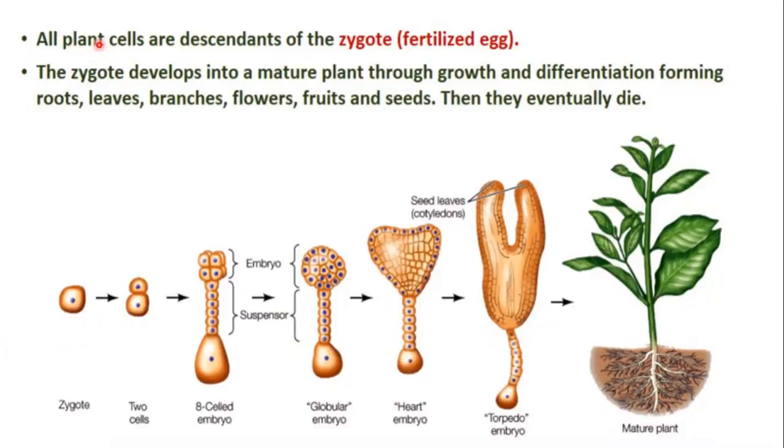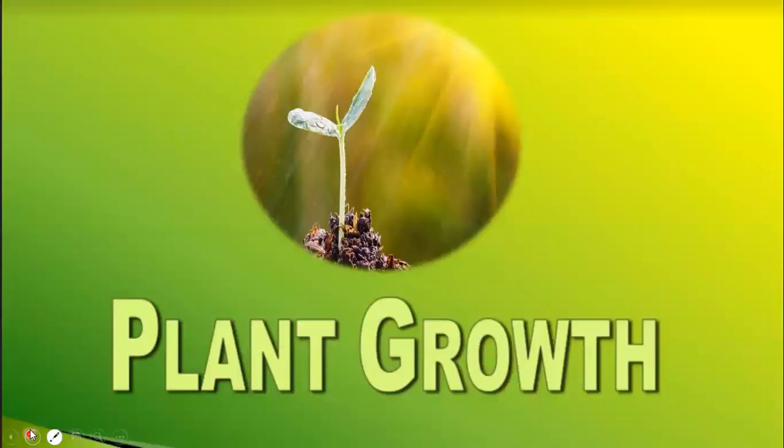Are you clear with the plant cell? The descendants of the zygote, the fertilized egg, get developed into a mature plant through growth and differentiation, and eventually they die. So next, we are going to discuss in detail our lecture number 1, that is plant growth.